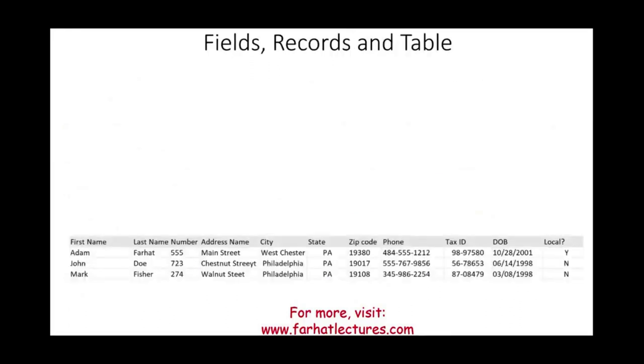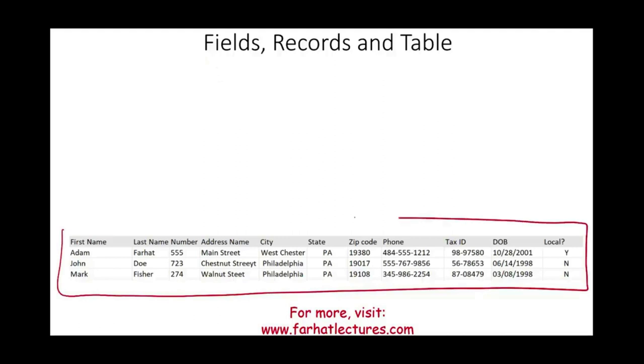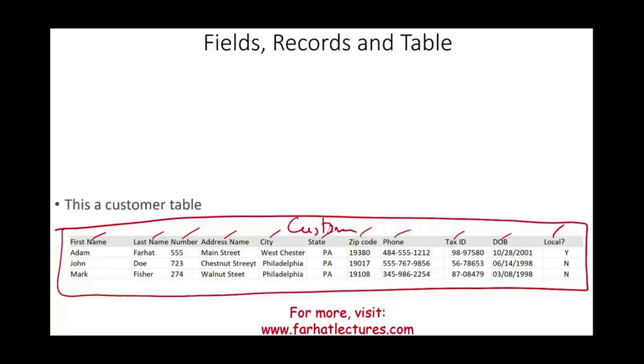Also, we need to know the difference between a field, a record, and a table. Usually everyone starts with fields, goes from fields to record, then to table. I'm going to go the opposite way. So this is a table. We're going to break it down. This is a table for customers, okay? It includes the first name of the customer, last name, the street number, the address name, city, state, zip code, phone, tax ID, date of birth, and whether this customer is considered local for us, or non-local. So this is the table, including everything.